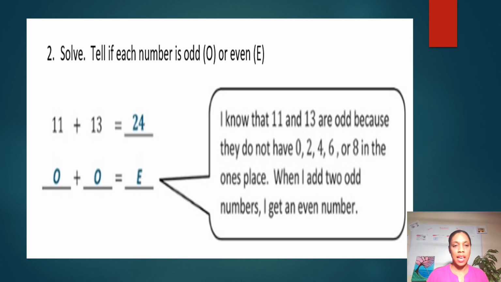Looking at this example, we're adding some numbers together. It says solve. Tell if each number is odd or even. We see the number 11. Because we have a 1 in the ones place, it's odd. We see the number 13. It's also odd because there's a 3 in the ones place. So when I take two odd numbers and add them together, I end up with an even number.